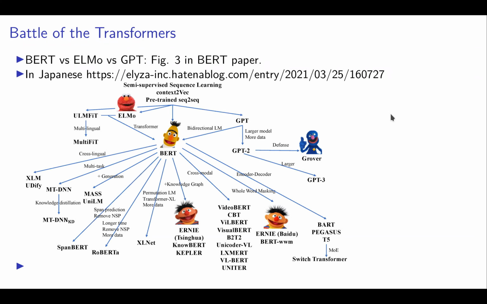Now, next, I want to show you a picture. This picture is very famous. It's called the Battle of Transformers. Originally, the first attempt where people wanted to use attention mechanism to get a contextual word embedding was actually ELMo. ELMo is very simple, and then there's GPT. GPT does something crazy. GPT starts something called a large language model, which we'll talk about in a bit.